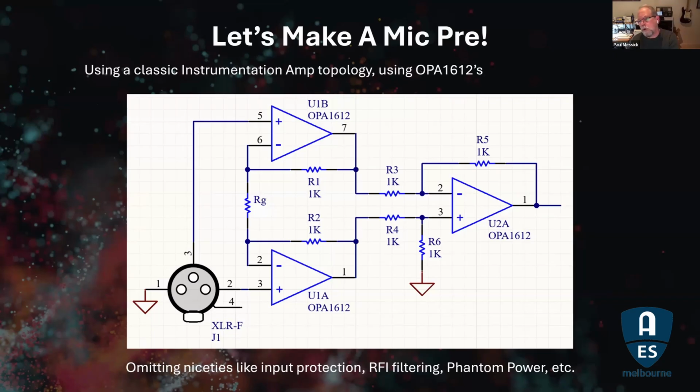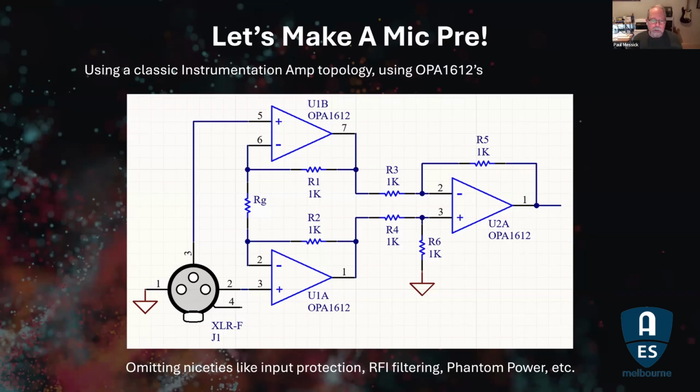The purpose of summing it down to a single-ended output out of U2A is that's how we'll get the common mode rejection that you want from a mic pre, which is any noise that's coupled on to the input that's on both leads of the balanced circuit coming out of the microphone. Those go up and down together, they get nulled out.